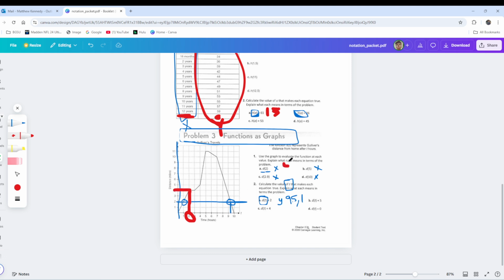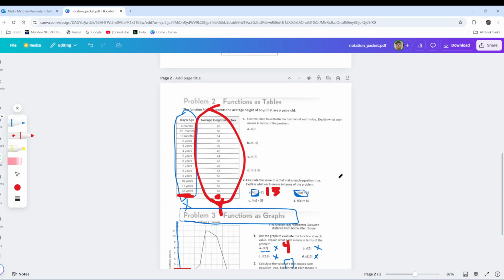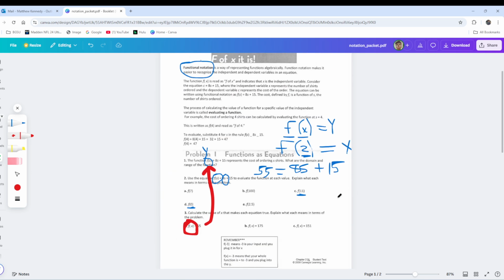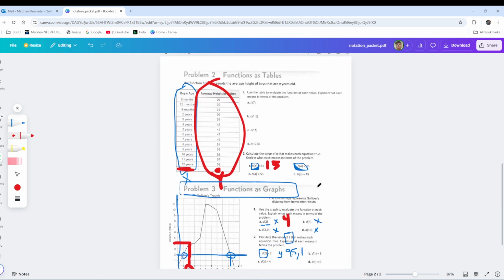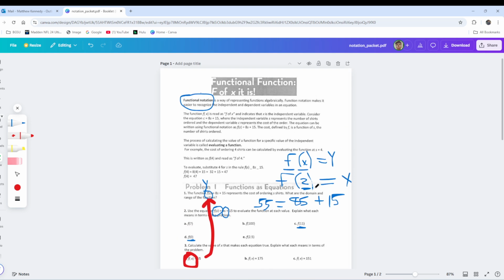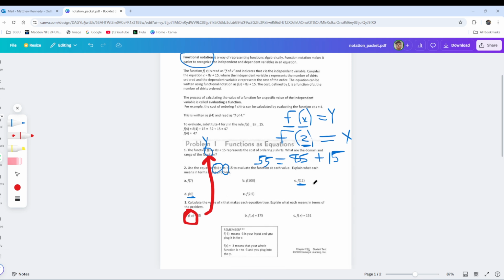The graph should be easier than the first page, because on the first page you're plugging things in and solving an equation. These ones are just looking at the graph, looking at the table. So you guys got this. Use your teammates and figure it out. Whatever you don't understand, I will try to re-explain tomorrow.